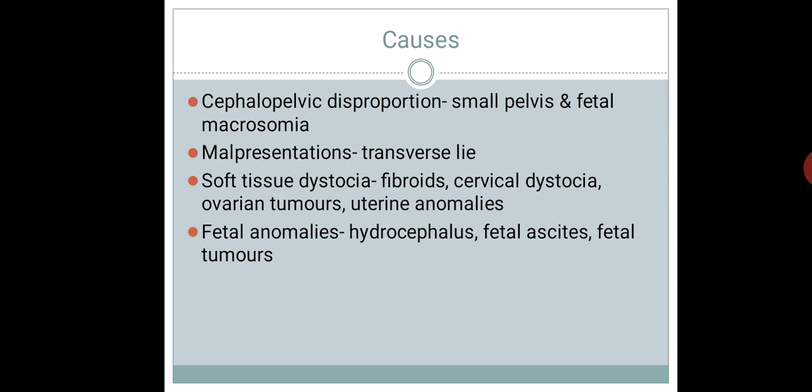The most important cause is cephalopelvic disproportion. That is when the pelvis is small or the fetus is very big. Both are reasons for cephalopelvic disproportion. Then in malpresentations like transverse, breech, brow presentation, all this can lead to an obstructed labor and sometimes rupture. Soft tissue dystocias like a fibroid in the lower uterine segment, cervical dystocia, ovarian tumors, uterine anomalies. Fetal anomalies like hydrocephalus, fetal ascites and fetal tumors.